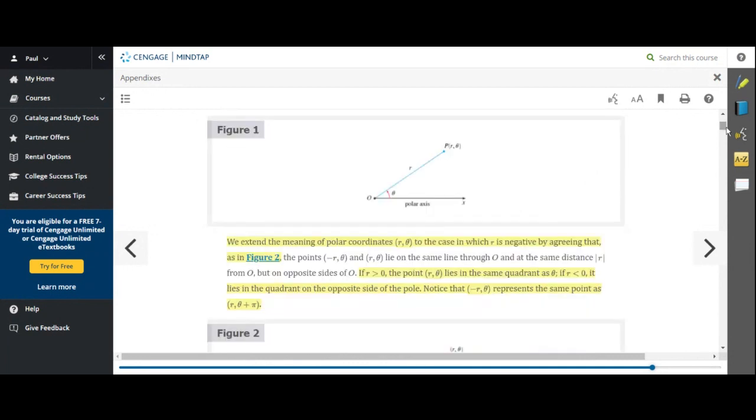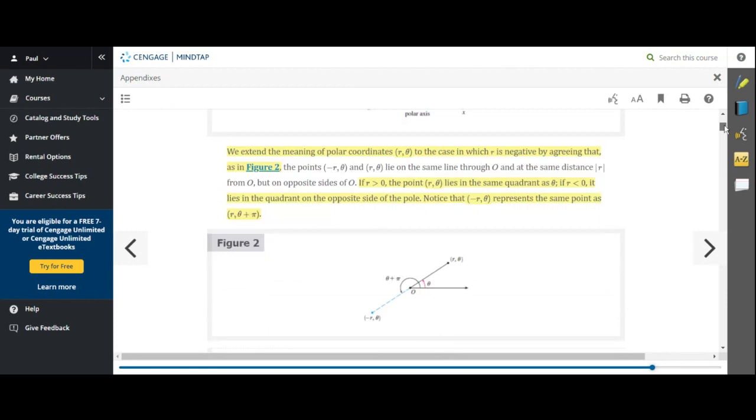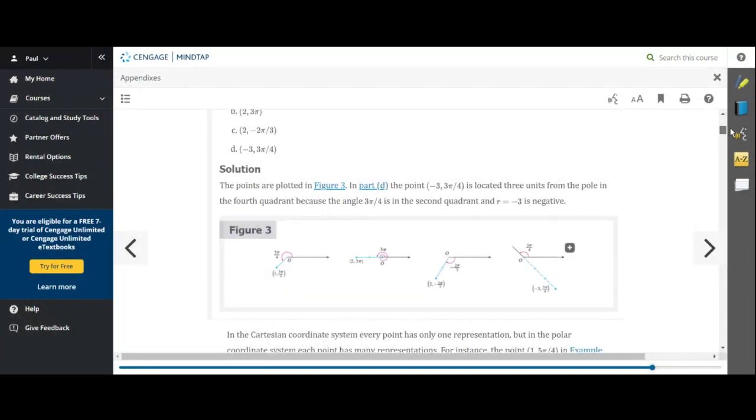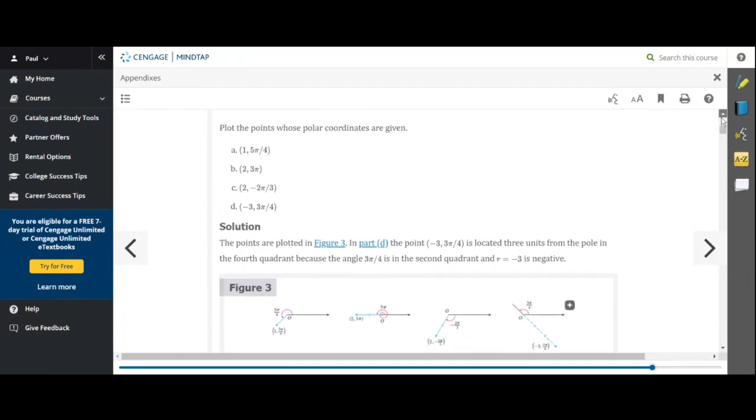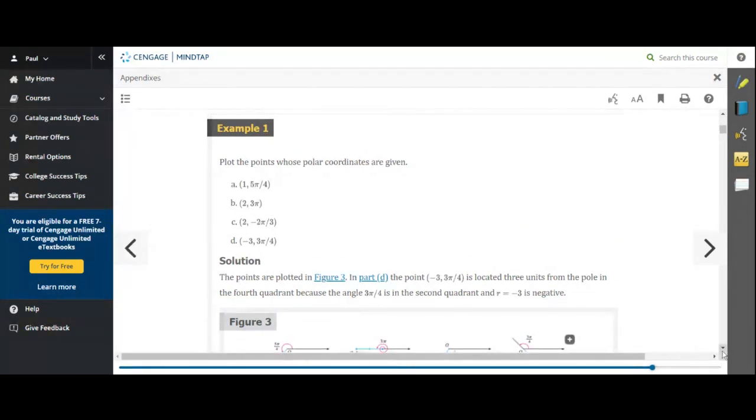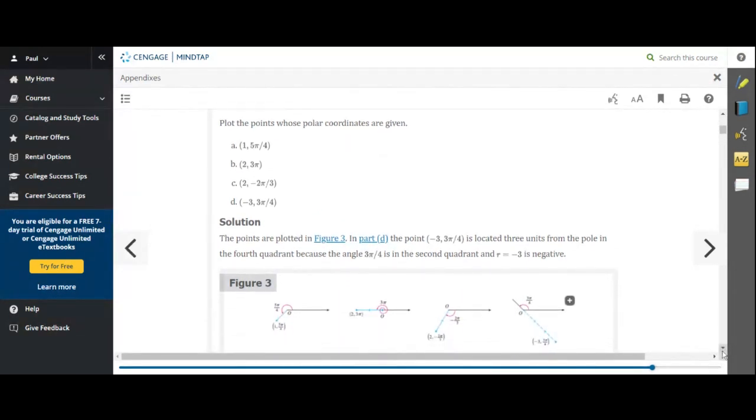So figure 1 here shows exactly what I'm saying. A polar coordinate has coordinates r and theta. I like to, from the positive x-axis, rotate an angle theta, and then go out a distance radius r. And we talked last time about plotting some different polar coordinates. In example 1 here, we talked about how you can plot points whose polar coordinates are given.